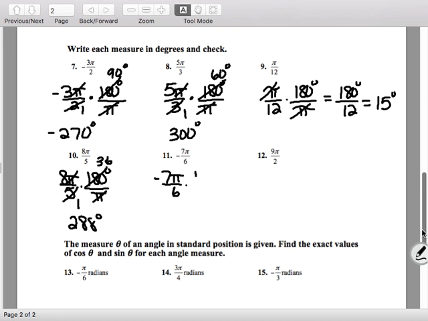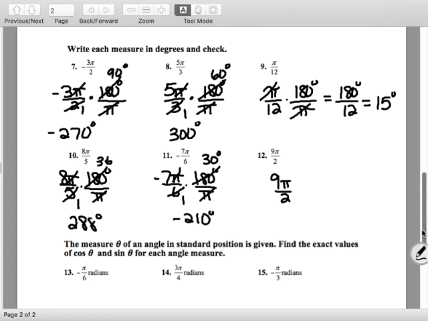Number 11, negative 7 pi over 6. I want to convert to degrees. So I multiply by 180 divided by pi. The pi's cancel. 6 goes into 6 once. 6 goes into 180 30 times. This is negative 210 degrees.